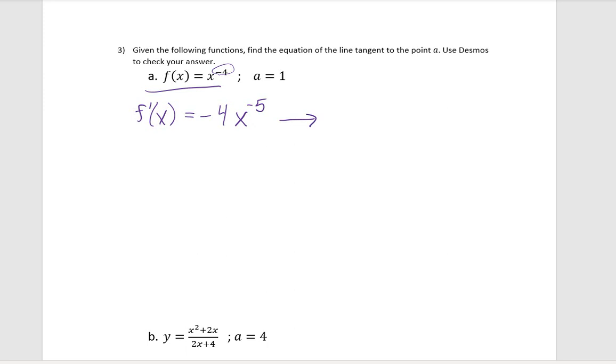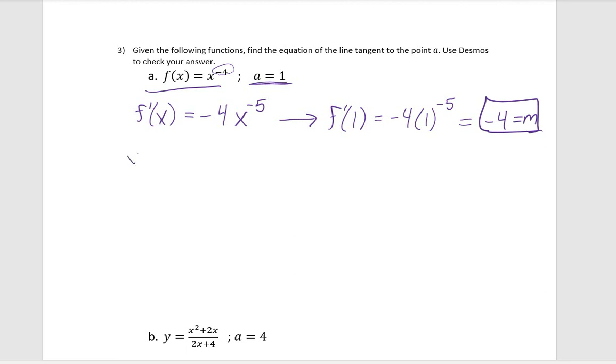Now we want to know specifically what is the derivative at this point, a equals negative 1. So we're going to plug that 1, or I'm sorry, I said negative 1, it should be positive 1, into this derivative function. And we're going to get a slope of negative 4. So remember, the derivative is the slope of your tangent line.